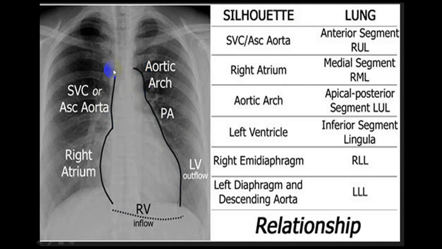And then this will be superior vena cava, paratracheal strip, left paratracheal, right paratracheal strips. And this is the relation what is being given. Superior vena cava and this portion will be related to right upper lobe.